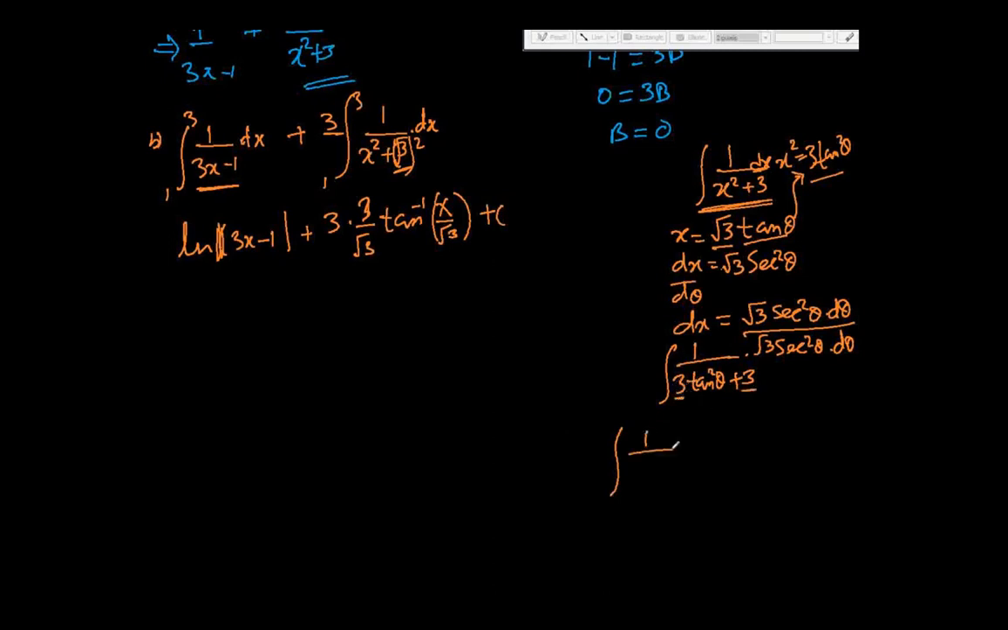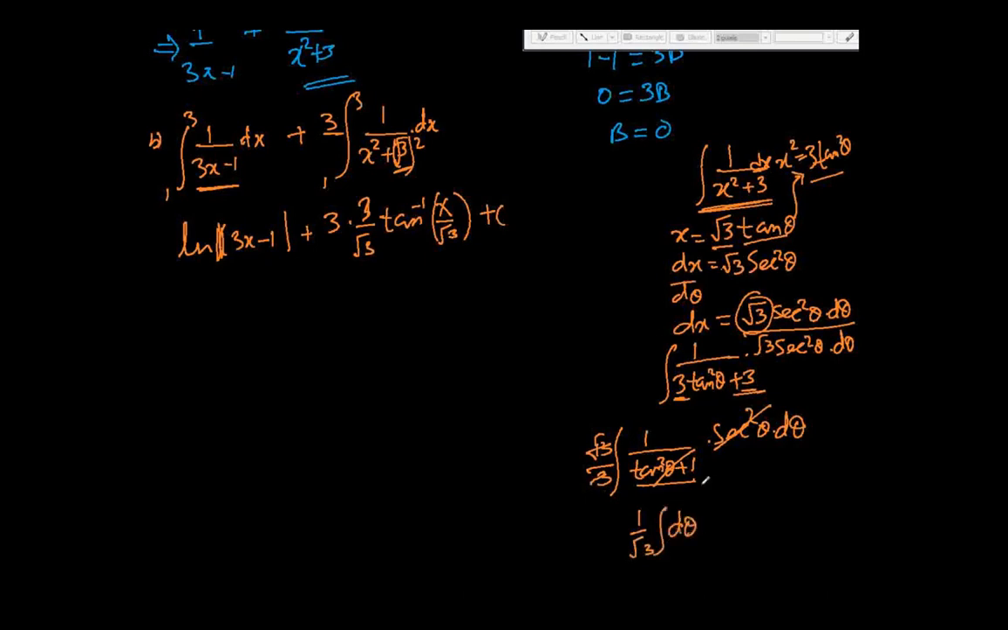Now 3 can be taken common from these two. So it becomes 1 over 3, and square root 3 also here. The 3 I took from these two, I'm writing outside. So we're left with tan square theta plus 1, and on top we have secant square theta d theta left. Tan square theta plus 1 is exactly equal to secant square theta, so they cancel out. This will also cancel out. So we'll be left with 1 over square root 3 d theta.